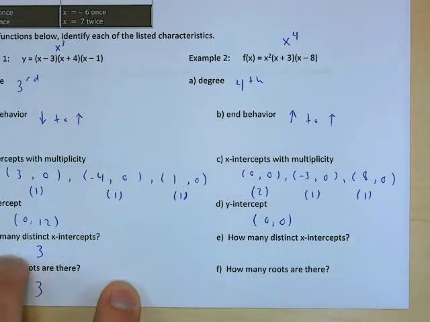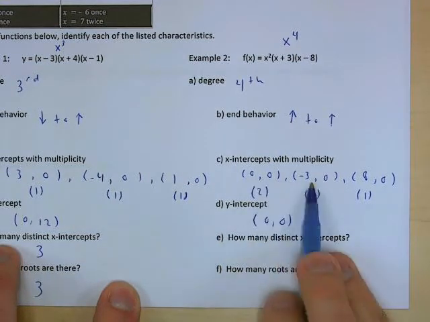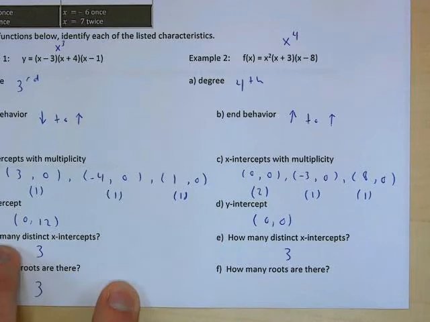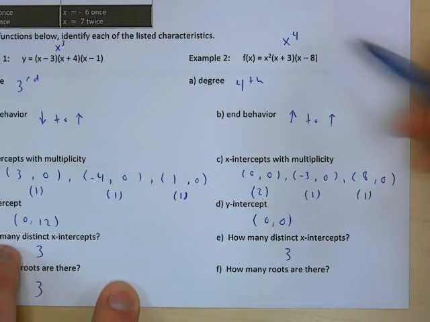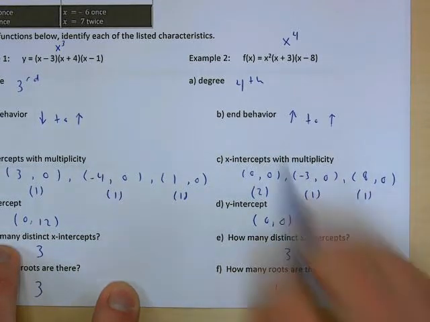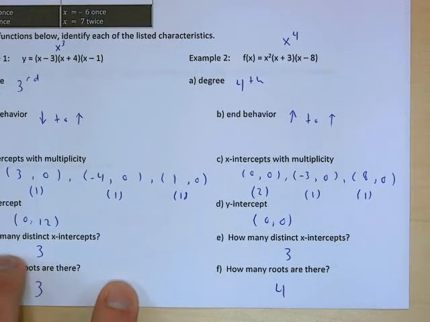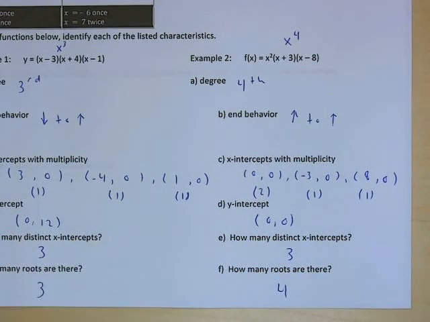How many distinct x-intercepts do we have? Well, 1, 2, 3 of them. And then how many roots are there? How many answers are there? Well, since it's a fourth degree equation, we're going to have 4 answers. So my answers are 0, 0, -3, and +8. Okay, so again here, the roots don't always have to match the x-intercepts. And that's the first page.